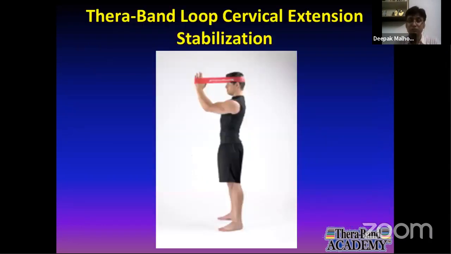and this is again a type of vector training. This Thera-Band loop cervical extension stabilization, again you can use Thera-Band loops or the bands for cervical extension stabilization. These are new types of exercises, or old exercises done in a more innovative manner, so that they don't become monotonous for your patients. If you keep on changing the way you give exercise to the patient, even if you're exercising the same muscles, the compliance would be definitely better. And if the compliance is good, obviously the results will be good.